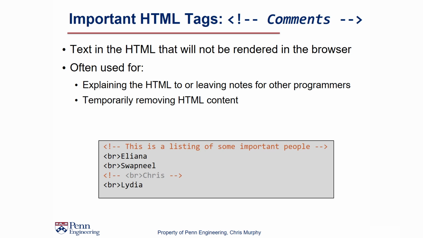Comments are things that are not rendered in the browser, but are perhaps notes to ourselves or to other people who are viewing our HTML, or we can temporarily remove parts of the HTML. In this part, we're listing people's names, but this particular name here is commented out. It would not appear when it's rendered in the HTML browser.